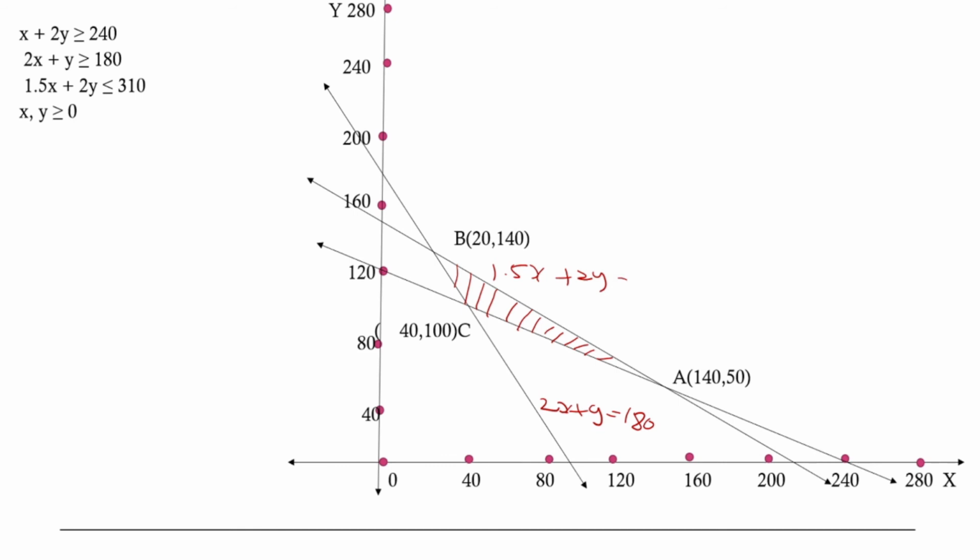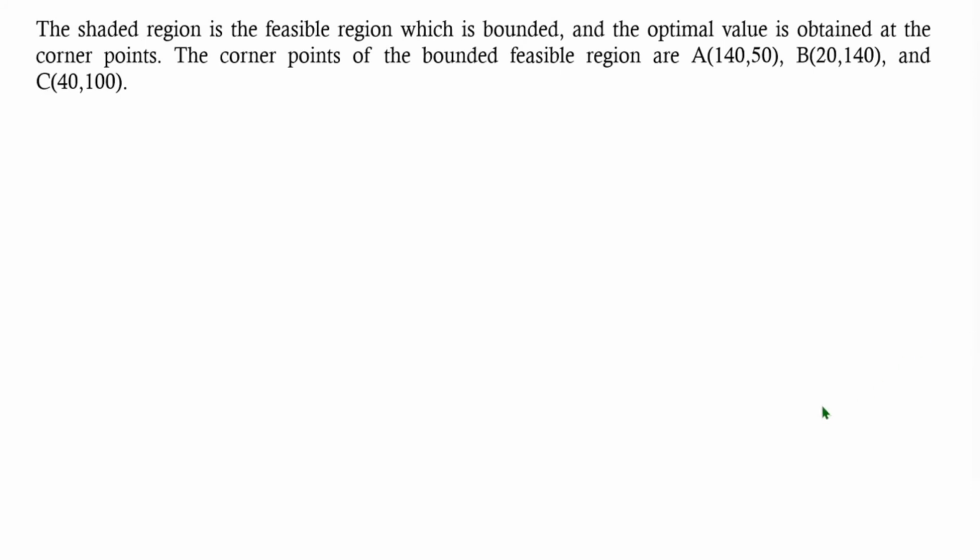It is important that you write the equation of these lines. So we have obtained the feasible region and the corner points of the feasible region. Now the next step. So the next step is we have to write the shaded region is the feasible region which is bounded and the optimal value is obtained at the corner points. The corner points of the bounded feasible region are A 140, 50, B 20, 140 and C 40, 100. Now we have to draw a table.